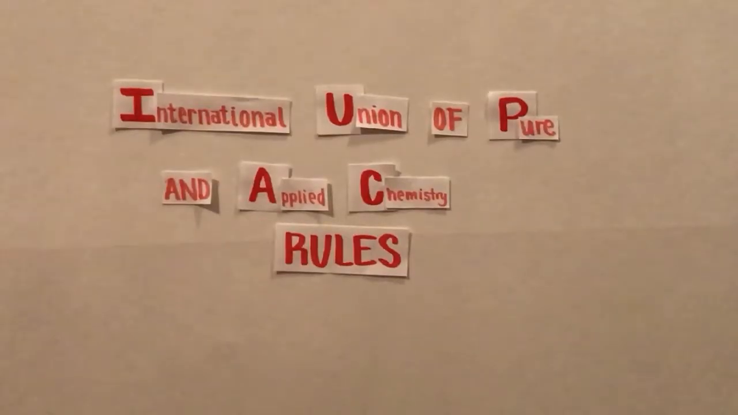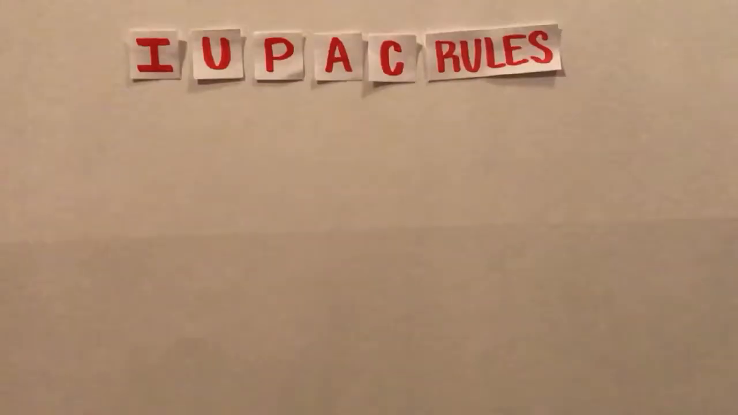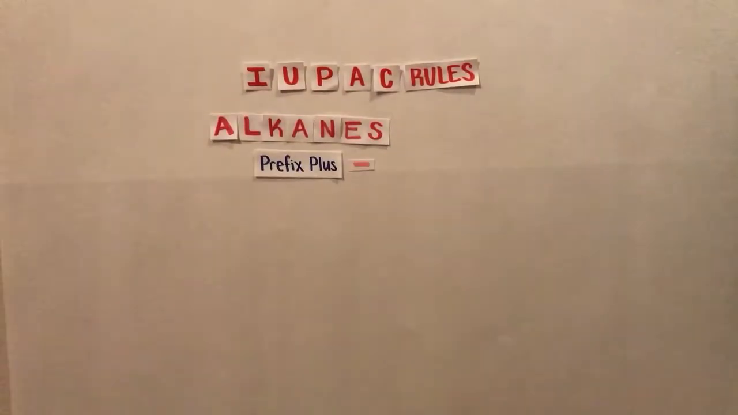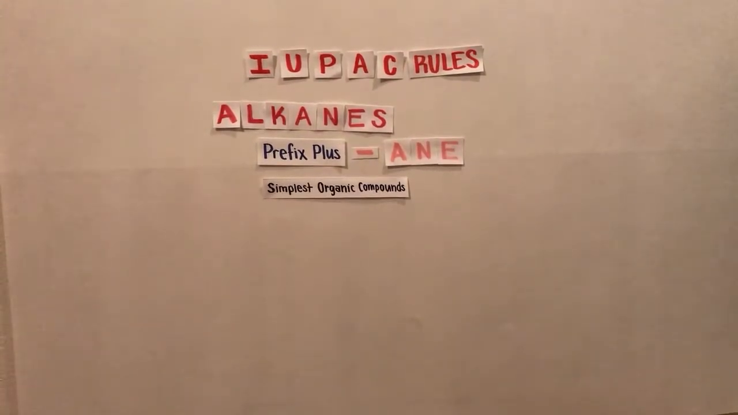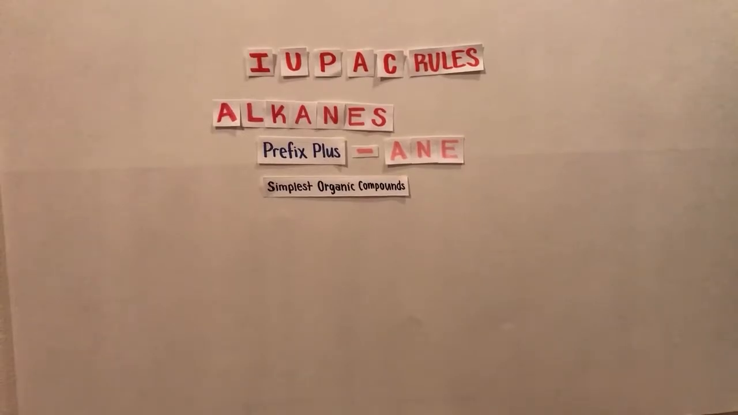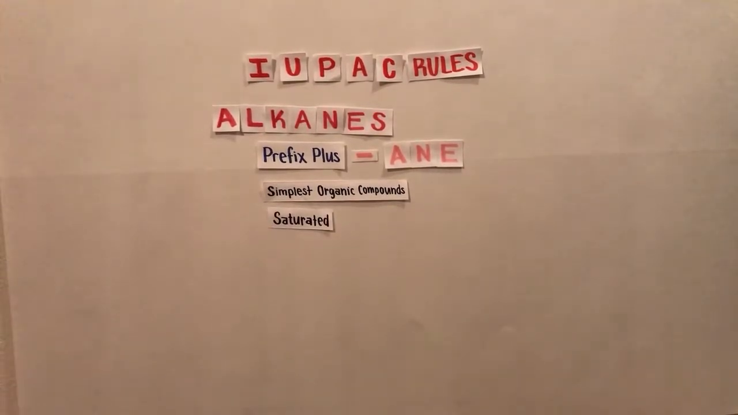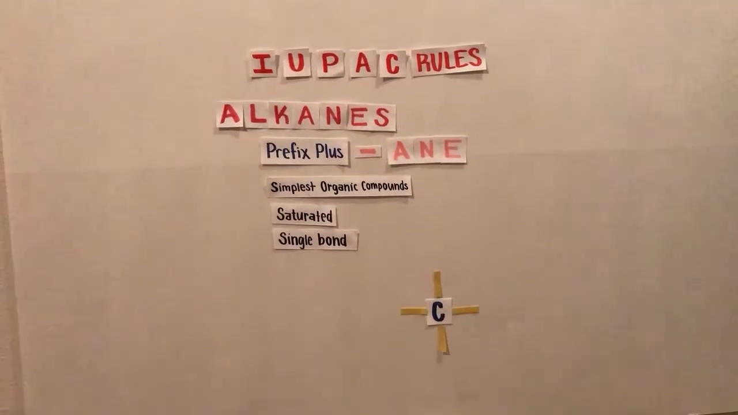The International Union of Pure and Applied Chemistry rules, or the IUPAC rules, help name compounds. Alkanes, when naming, you use a prefix and then ane, and they happen to be the simplest organic compounds out of all these various compounds. They are completely saturated, which means that each carbon has 4 hydrogens attached to it, and it is a single bond, which allows it to be completely saturated.